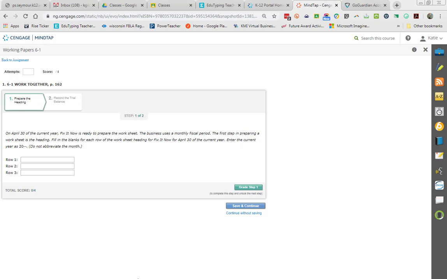So, as I said earlier, the heading of our worksheet is always going to be the name of the business. So row number 1, we're going to go ahead and fill it in, Fix It Now. Line 2 is always going to be the name of the financial statement, and we are learning about how to do a worksheet. So line 2 is going to be a worksheet.